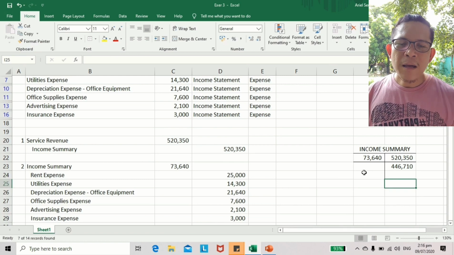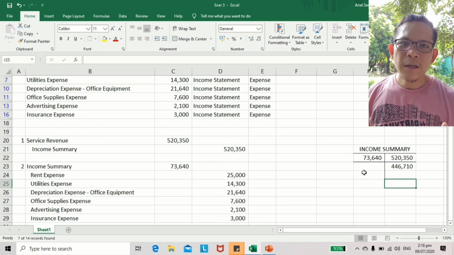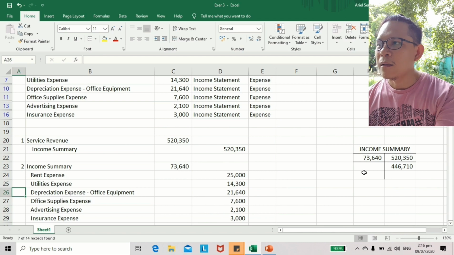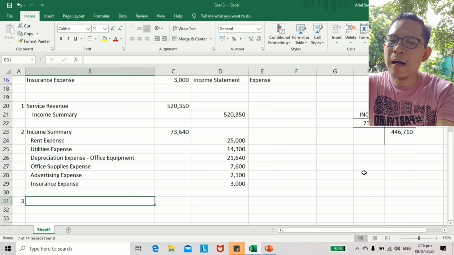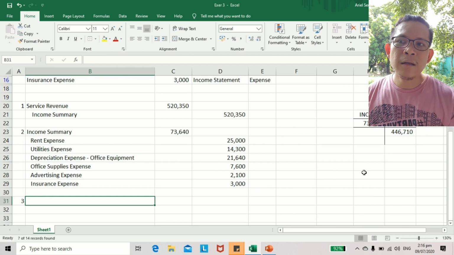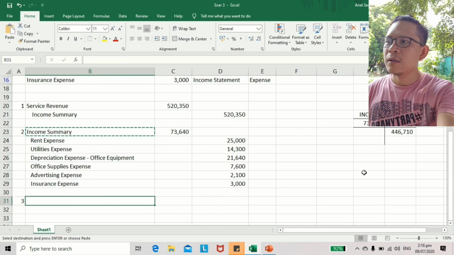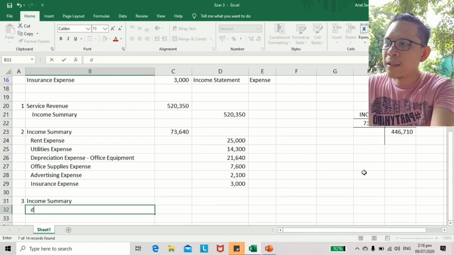And syempre, ang step 3 natin is i-close natin yung income summary account papunta doon sa capital account. Remember, we use income summary account during the closing process. At zero out din natin ito. So, temporary ba? Ginagamit lang natin ito as pass-through accounts. So, kung ang credit balance ng income summary mo ay 446,710, ang gagawin natin is magde-debit tayo ng income summary account. And then, magki-credit tayo ng capital account.